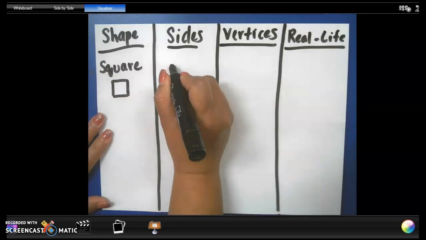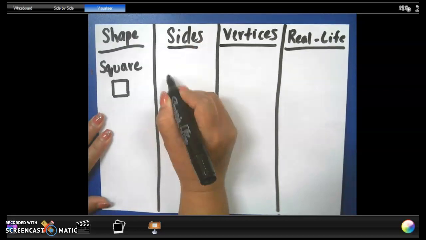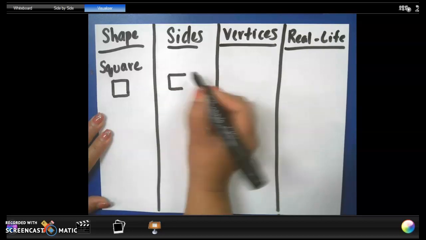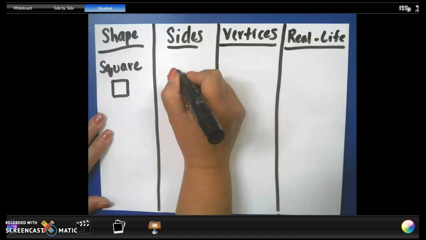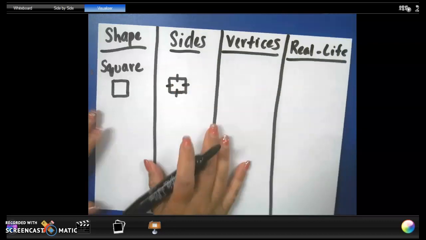So we're going to look at how many sides the square has. I'm going to draw it. That's one side. That's two sides. That's three sides. And that's four sides. So you can count them like this. 1, 2, 3, and 4.